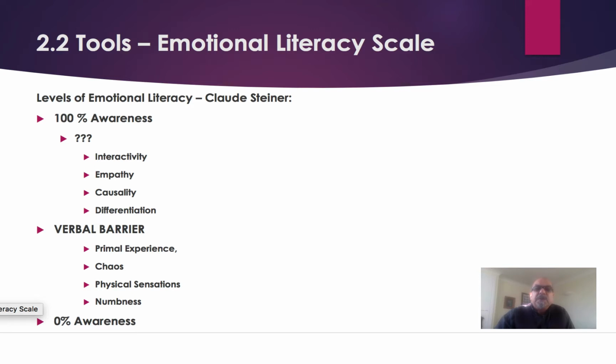The second tool is an emotional literacy scale put together by Claude Steiner. It goes from 0% awareness at the bottom to 100% awareness at the top. And probably neither of those are reachable in a sense. But how do you help a young person to go from 0% awareness and work towards the 100%?